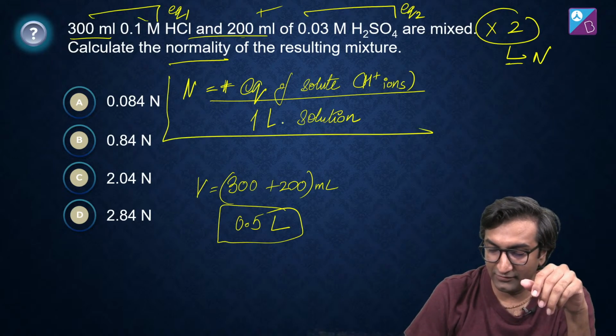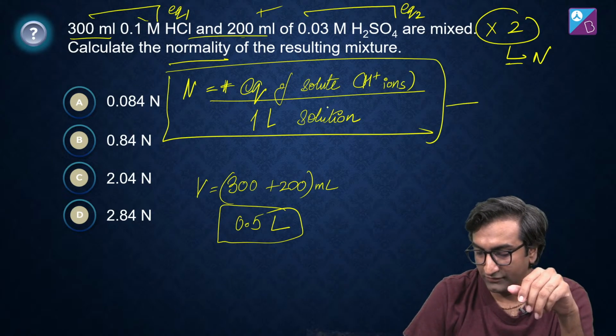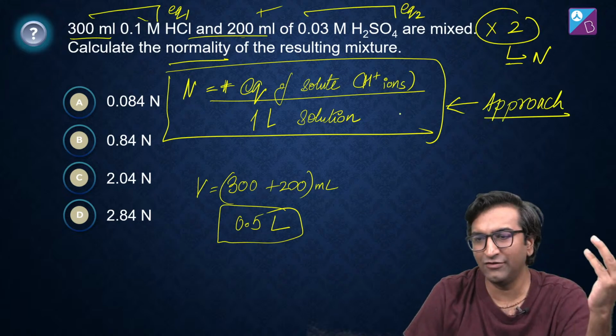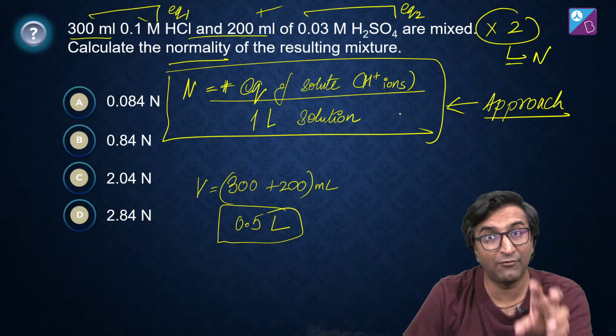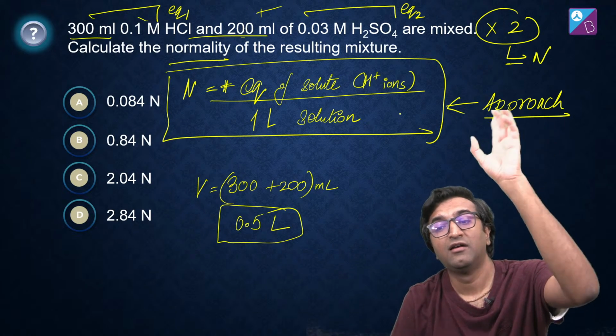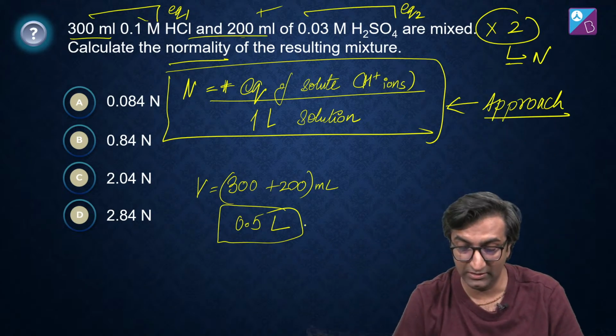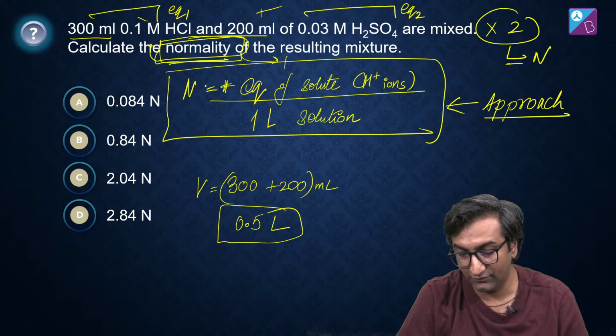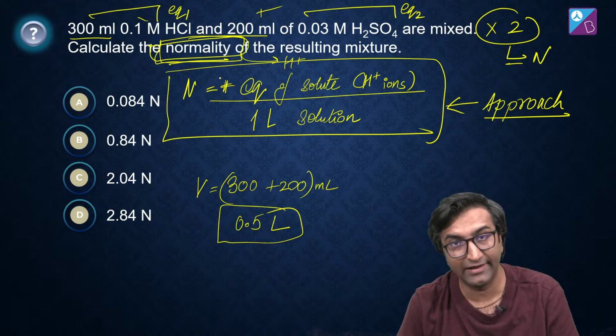So I started this question with this definition, right? This is my approach to this question. What is the approach? The definition of normality. Normality means the total number of equivalents in 1 liter of solution. Equivalents of what? Here I need equivalents of H plus, because the normality of the resultant mixture is of the H plus ions. We are talking about H plus ions.